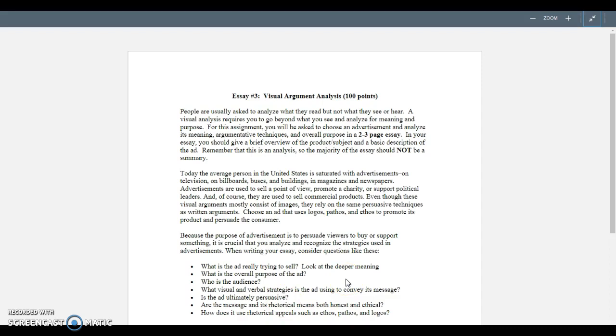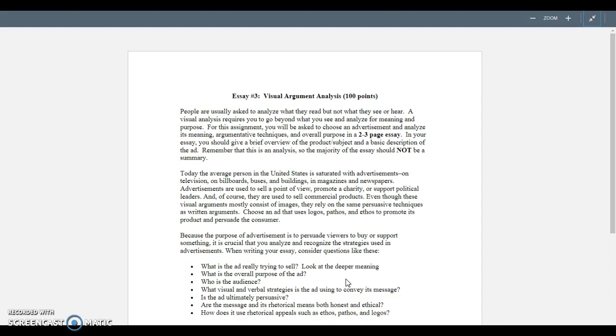The essay is worth 100 points, and this essay is a little bit different than the previous two that we've done. This is an analysis. It is still argumentative in nature. However, you are not arguing against or for a specific issue. Instead, you are sort of arguing for your interpretation of the ad or whatever it is that you are analyzing, whether it be literature, newspaper article, journal article, novel, things like that.